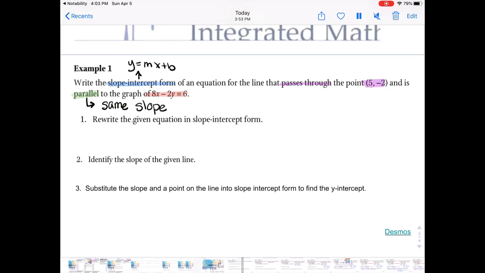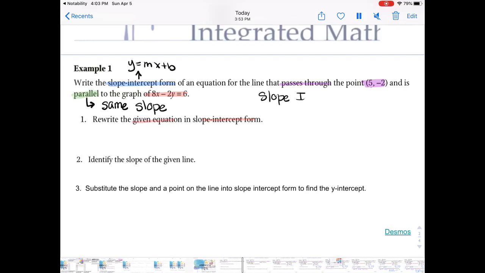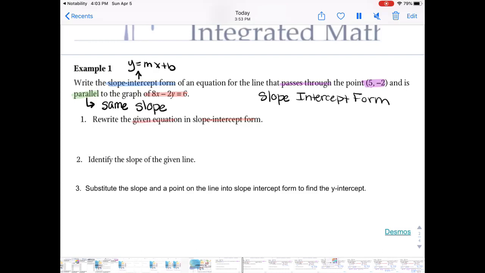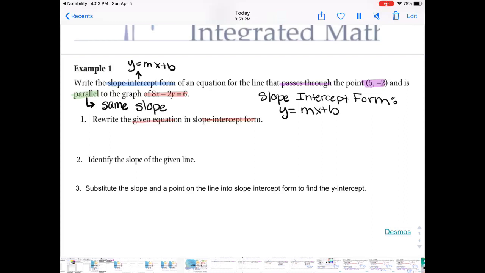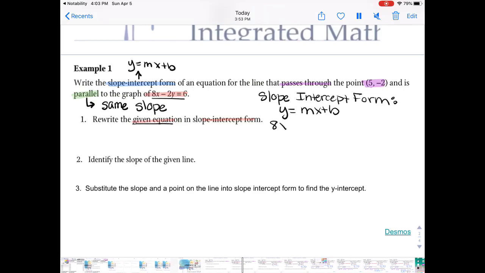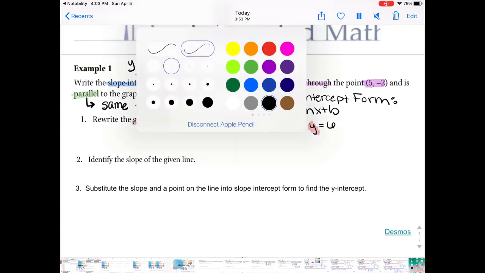So step 1, we're going to rewrite the given equation in slope-intercept form. So one more time, slope-intercept form is y equals mx plus b. That is something that we need you to know. So we're going to take the given equation 8x minus 2y equals 6, and we're going to transform it into y equals mx plus b. So we need to get y by itself.